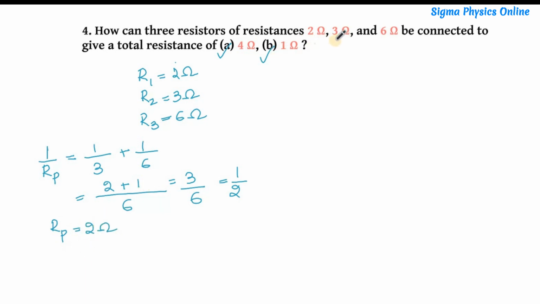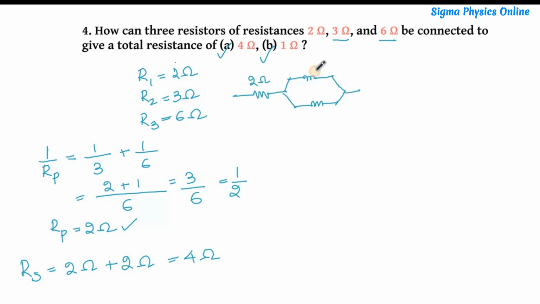Now we'll have to connect the equivalent resistance of 3 ohm and 6 ohm with 2 in series. So Rs is given by 2 ohm plus this equivalent resistance 2 ohm, which is 4 ohm. So in order to get a resistance of 4 ohm, you have to connect 3 ohm and 6 ohm in parallel with 2 ohm in series, and the circuit diagram would look like this. So this is 2 ohm, 3 ohm and 6 ohm. So if we connect in this way, the equivalent resistance will be 4 ohm. This is the first bit.